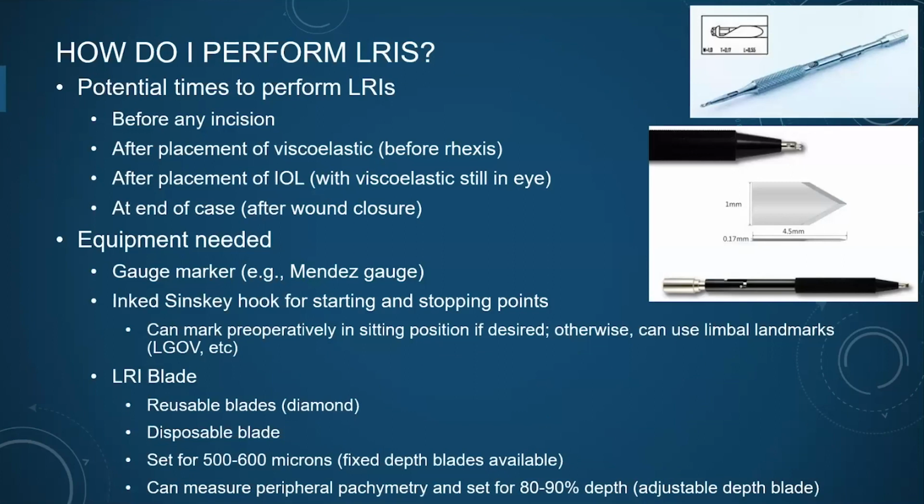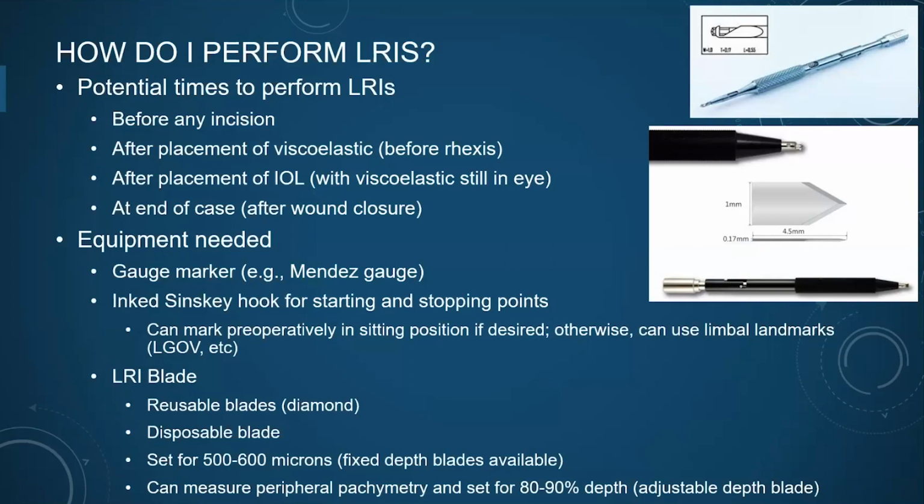So let's move on. How do I perform LRIs? What are the potential times to perform LRIs? The first one, and what I would recommend, is to do LRIs before any incision, especially for cataract surgery. Even before your paracentesis, the eye is at physiological pressure. So you can simply mark using an inked Sinskey hook, make your LRI incision, and move on with the rest of your surgery.